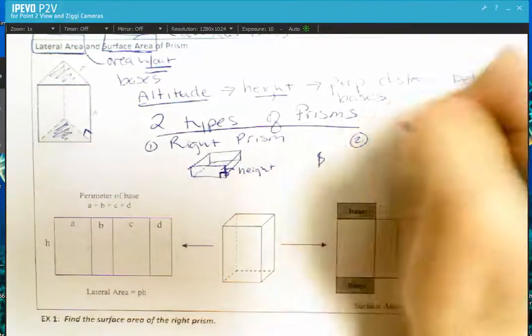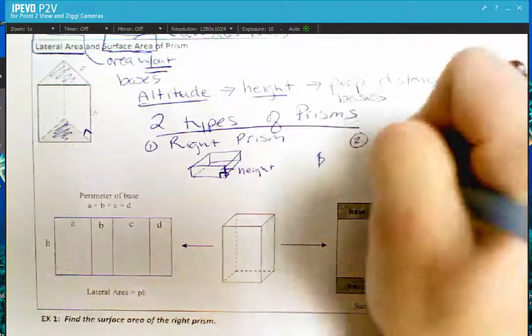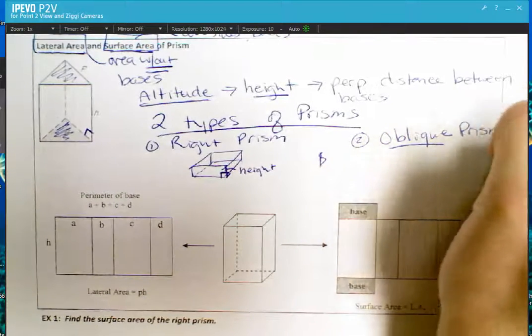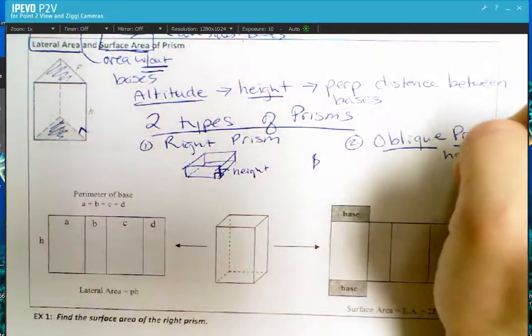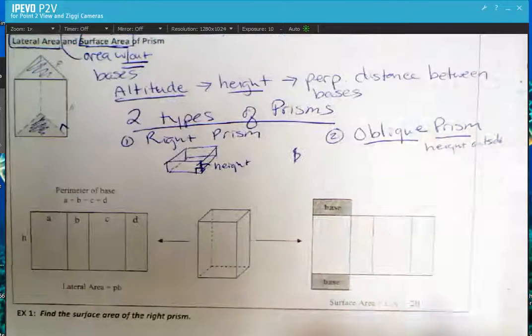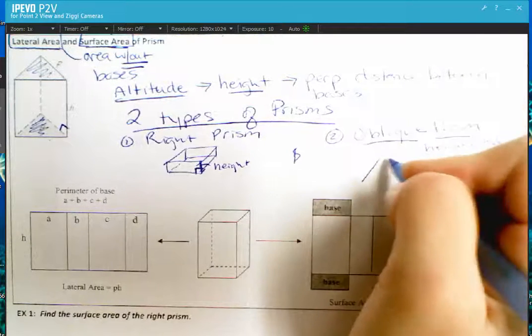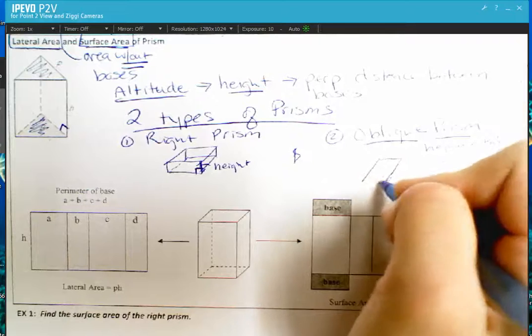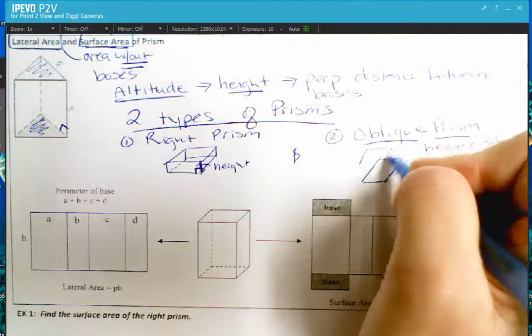So let's look at the other type. It's called an oblique prism. It's when your height is outside. Let's say we had a slanted one. Start with a slanted one. I'm going to come up here and start with a slanted one.